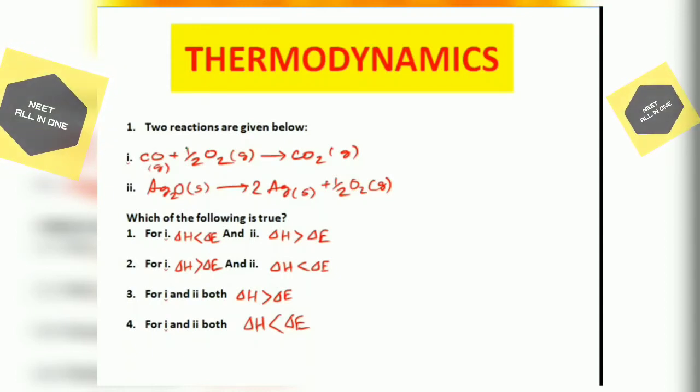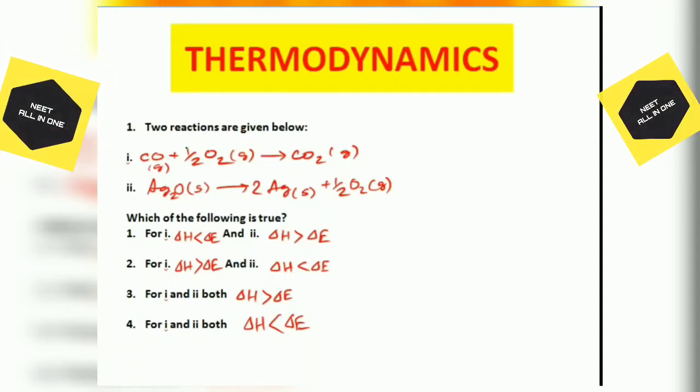Hello students. So today we are going to discuss questions on thermodynamics. Let's see the first question here. Two reactions are given below. One is CO plus half O2 gives CO2, and one is Ag2O to two silver and half mole of oxygen is evolved.